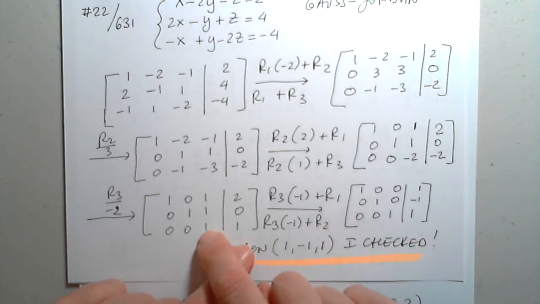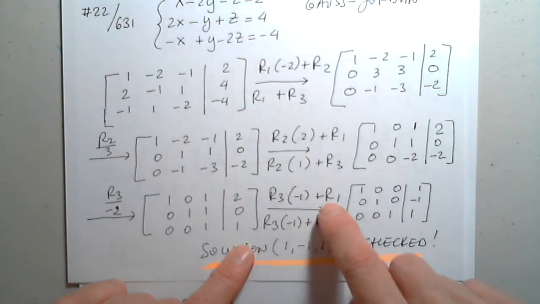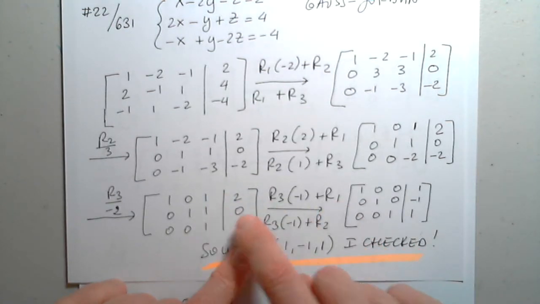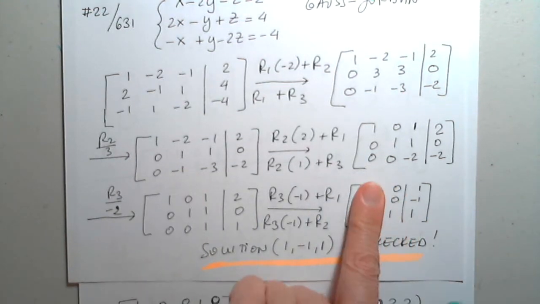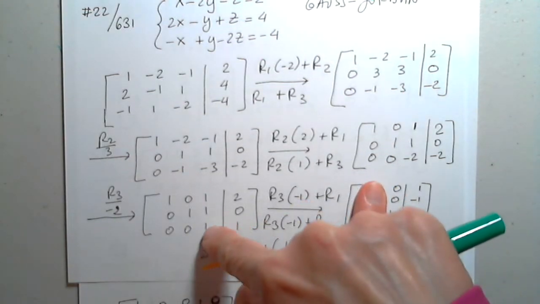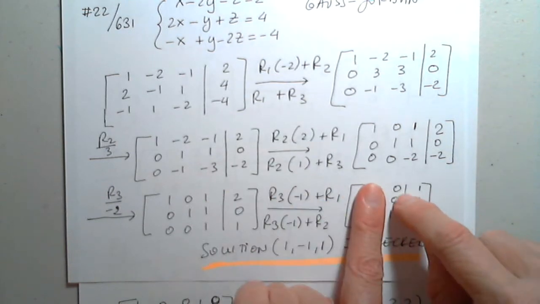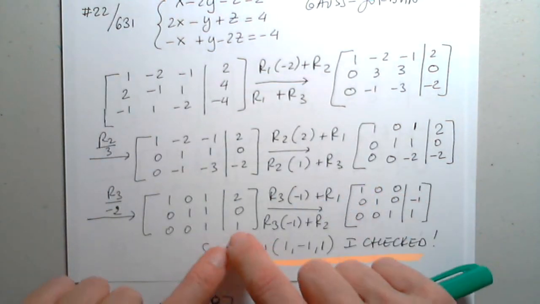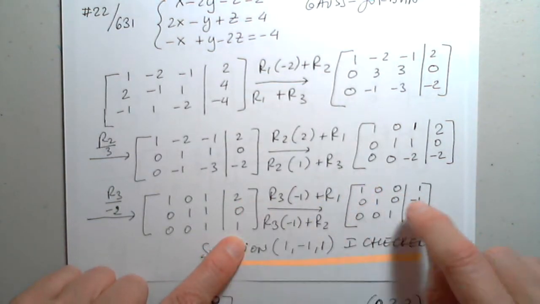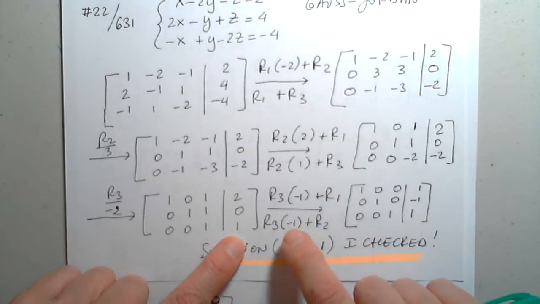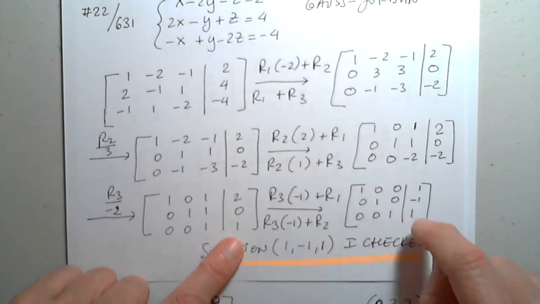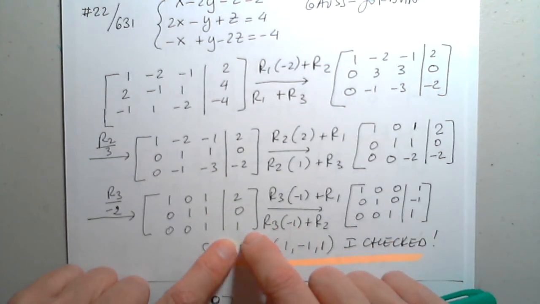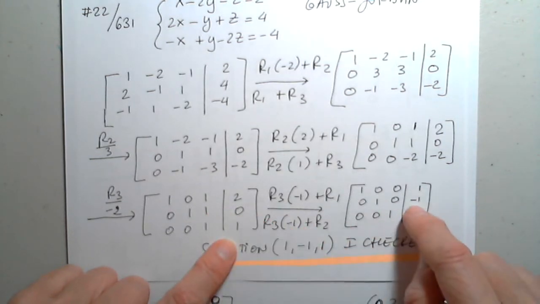So now I multiply this row by negative 1 to add it here, and this row by negative 1 to add it here. The first two columns cannot change, so just copy them again. So negative 1 times 1 plus 1 is 0. Negative 1 times 1 is negative 1 plus 2 is 1. Negative 1 times 1 plus 1 is 0. Negative 1 times 1 is negative 1 plus 0 is negative 1.